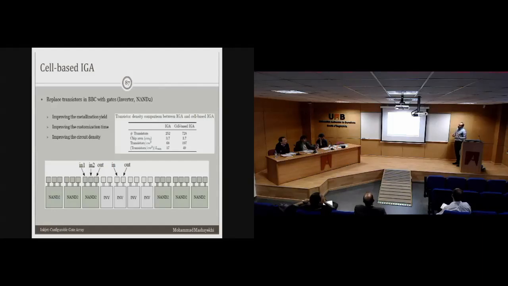But the other type of IGA is the photolithography IGAs, where we have almost 100% yield at the transistor level, so we can go from transistor level to cell-based level. All the custom designed inverters are working perfectly. So we are moving to one higher hierarchical level.